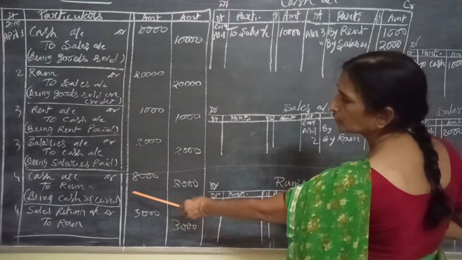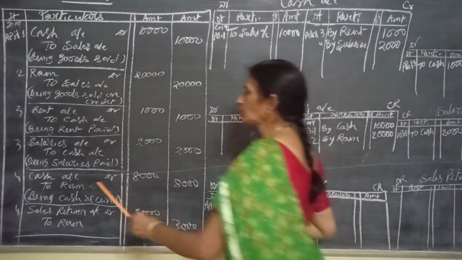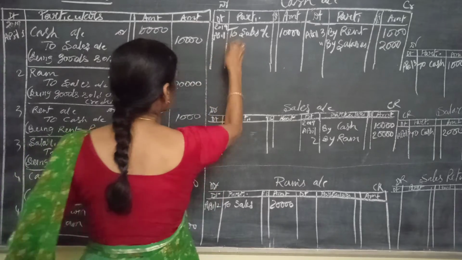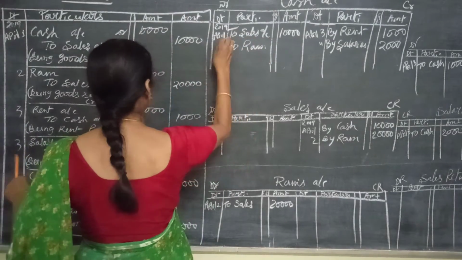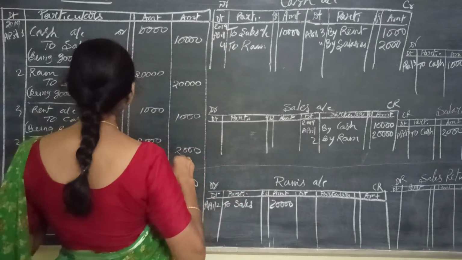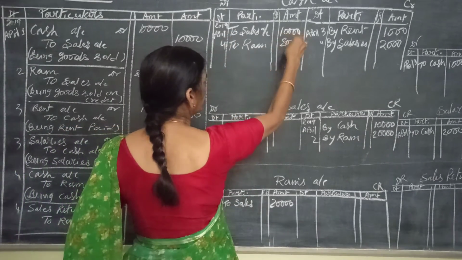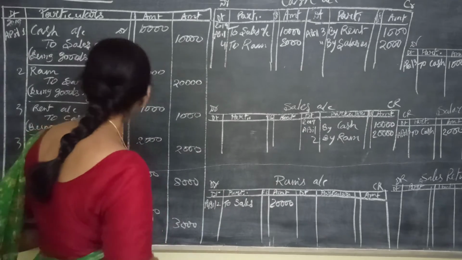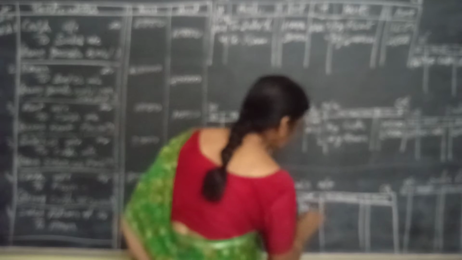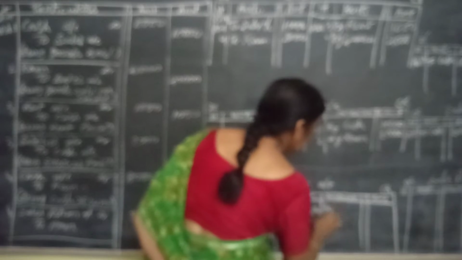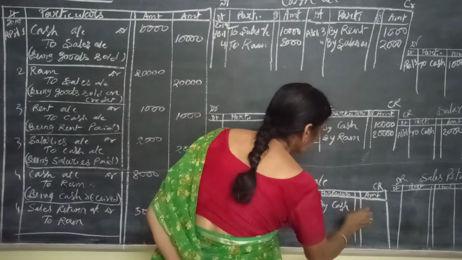And on the fourth, cash account debit to Ram. Go to the cash account first, the debit side, to Ram's account, the date 4th and the amount 8,000. Again go to Ram's account. Ram's account here is being credited. On the credit side of Ram's account: April 4th, by cash, 8,000.